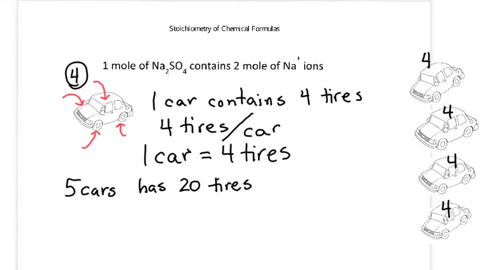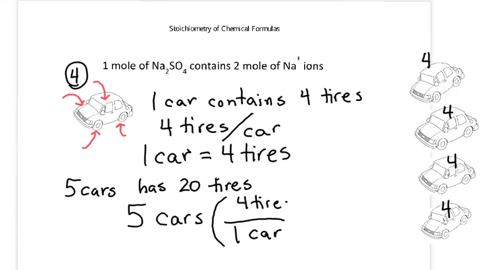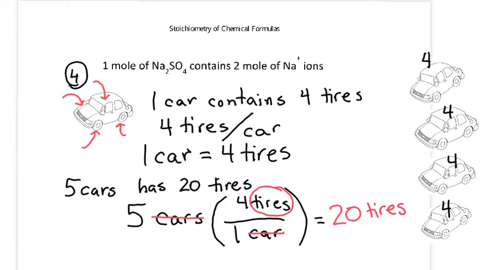Or we can use dimensional analysis. We're going to start off with 5 cars on the outside. We know from our conversion factor that every 1 car contains 4 tires. Double check, make sure all the math works. Cars cancels with cars. We're left with a unit of tires, which is what we're looking for anyway. And we get an answer of 20 tires. So that's what's going on with tires. 1 car contains 4 tires. We can do the dimensional analysis in order to figure out how many tires 5 cars have.